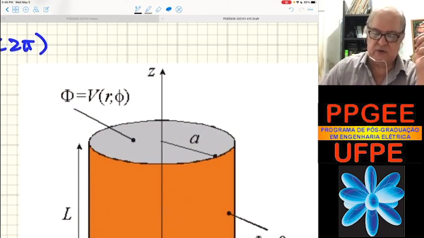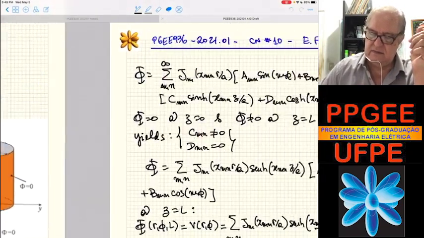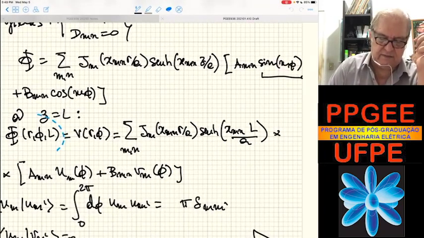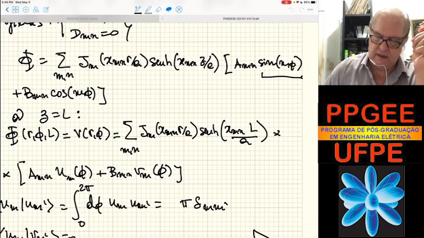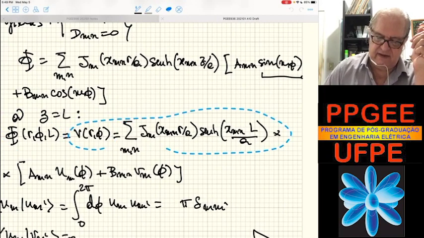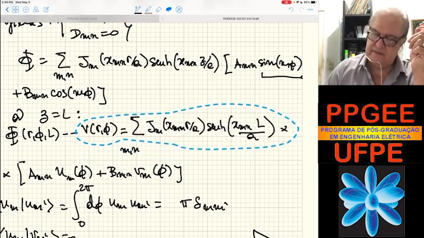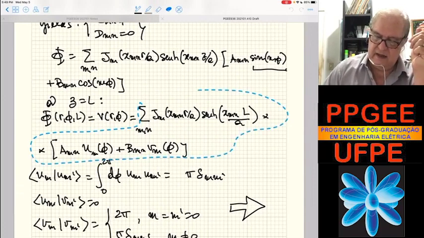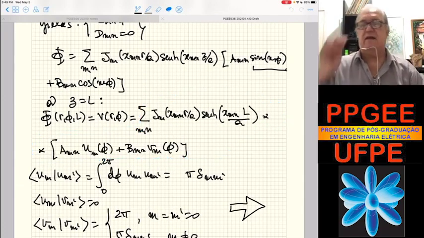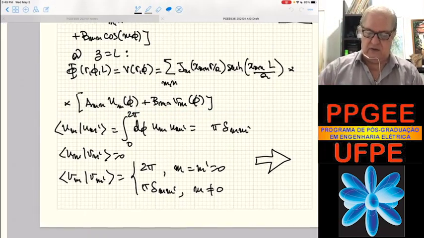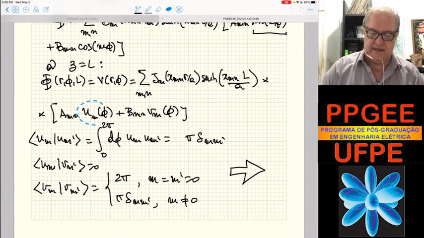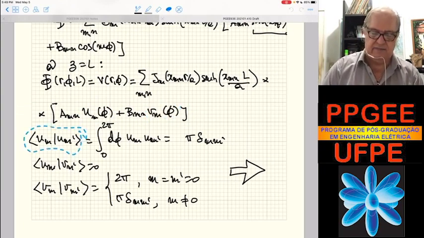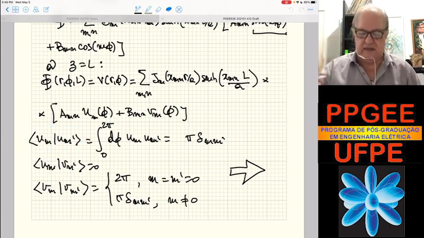So it means that when you go to z equals L, there's a proposed solution. We force the sum to be V of r, phi. Okay, that's the thing here all together. We're going to use the orthogonality of the periodic functions. We're going to call those functions sine U_m, cosine V_m. These functions have well-known orthogonality properties we talked about previously in the course.